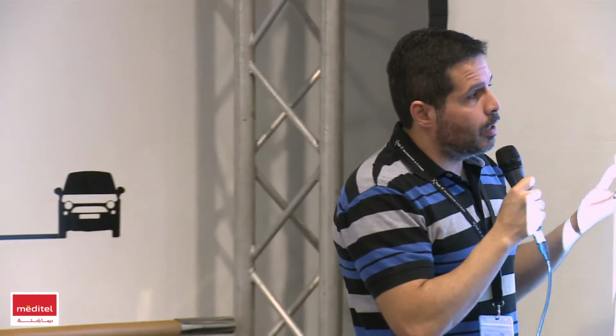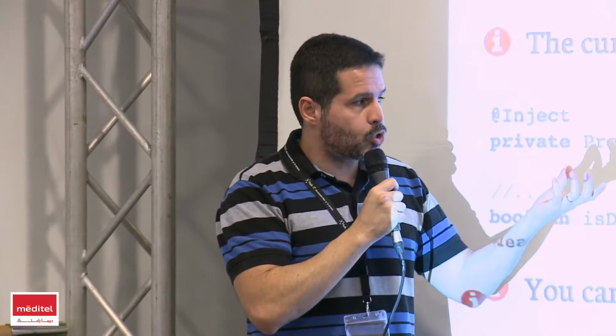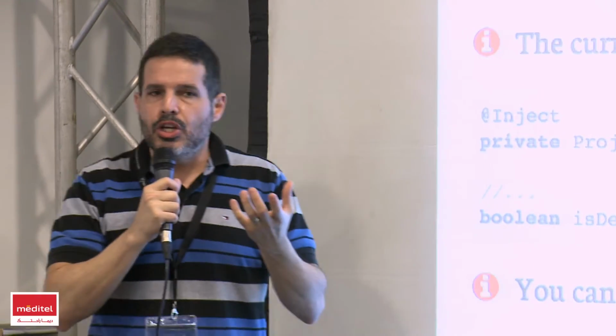Well, DeltaSpike also gives you a way to identify the current project stage of your application. That's interesting. Why? Because sometimes during the life cycle, your application has different stages. It started in development mode, then after that goes to unit tests, integration tests, staging. Finally, it reaches production.